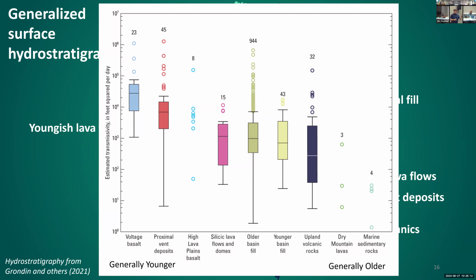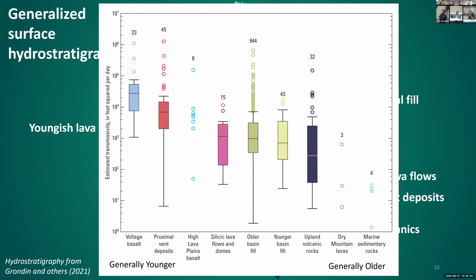Generally that corresponds with the younger rocks transmitting water better than the older rocks. The older rocks are more weathered, and the fractures may be filled with minerals and things like that, so they generally transmit water not as well. One of the interesting things is that most of these on the left side are some of the youngest lava flows, which transmit water the best. The ones in the middle are the older basin fill and younger basin fill, and that's what's filling up the lowlands.